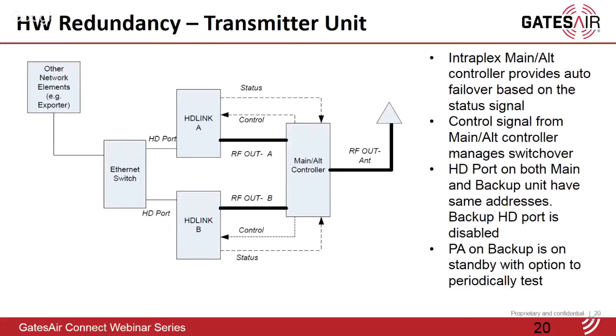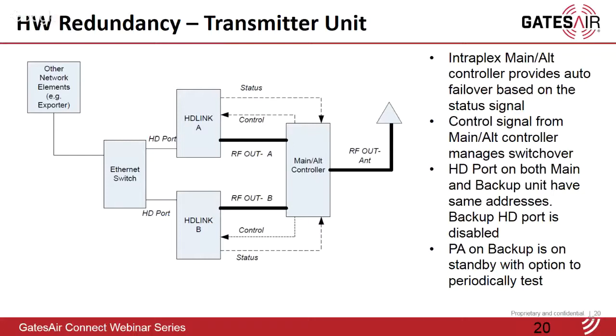Next, the redundancy option on the HD Link transmitter. This is accomplished using the main alt controller product. The RF outputs from the main and the standby unit go to the controller, along with the status signal. The controller provides the failover logic using the control leads back to the main and the standby system. And with the redundancy configuration, the Ethernet port that is facing the studio LAN side, which is also labeled as HD port, is a port that's used to ingest your E2X traffic and other traffic, such as your IP link audio codec streams, etc.